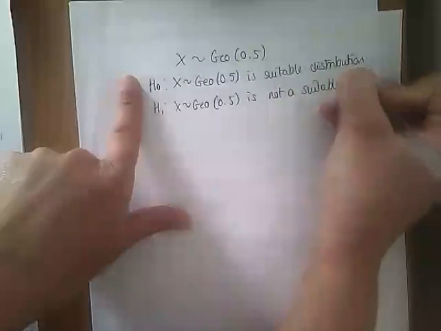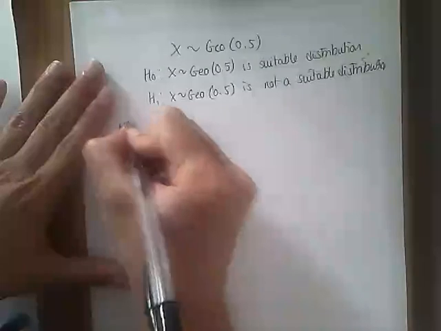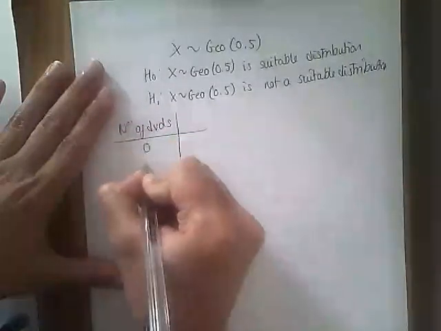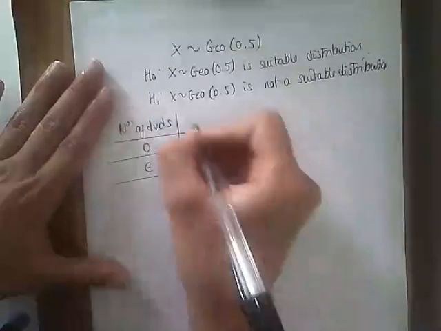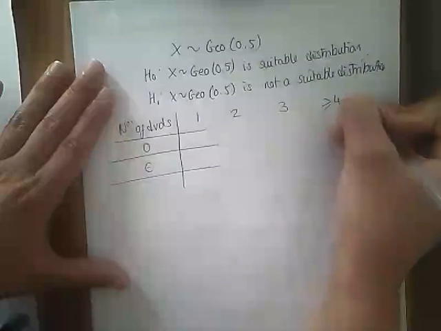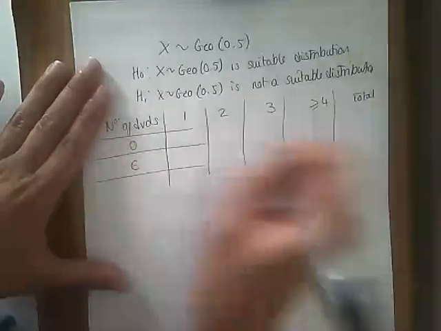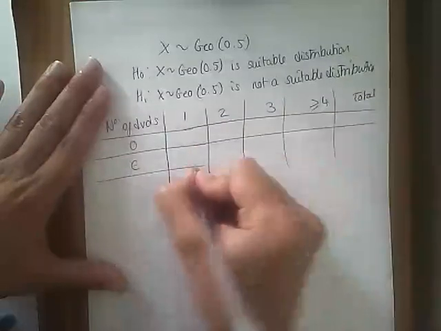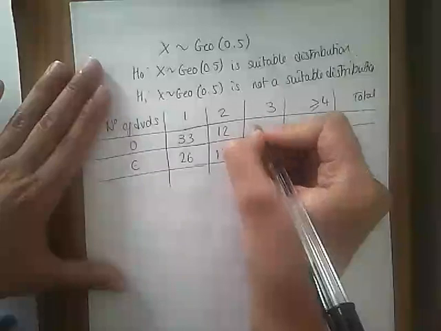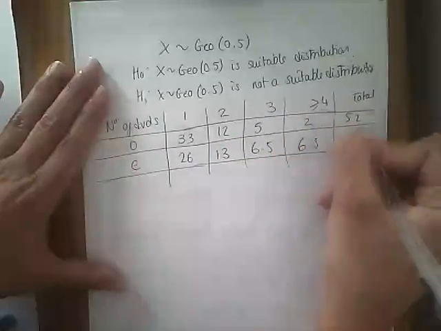Okay, right, so here is our table, just so you've got it. O being the observed, E being the expected, and the total. The totals are important because they help us. So we've got 33, 26, 12 was the observed, 13 was the expected, 5 was the observed, 6.5, 2 and 6.5, obviously both of those totals are 52.